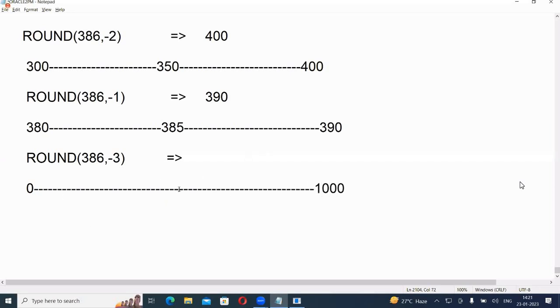Yes or no? What is the average? 500. So is this given number below average or above average? Below average. Rounded to the lowest. That is what? 0.